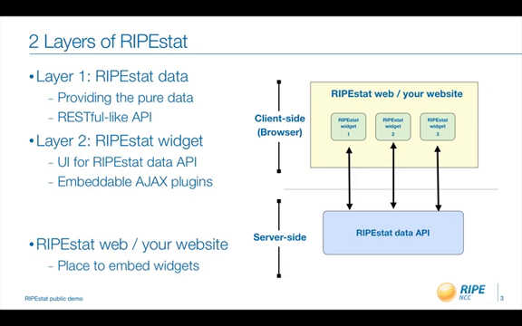It makes it a bit clearer if we take a look at how the different layers are positioned. So the server side will be the RIPEstat data, whereas the widgets are running on the client side, so basically in the browser. And there's one place where we actually embed all the widgets, and that will be RIPEstat web, or it could also be your website.